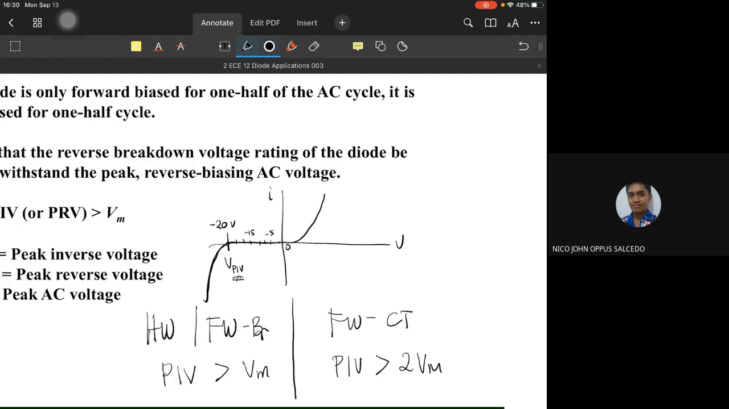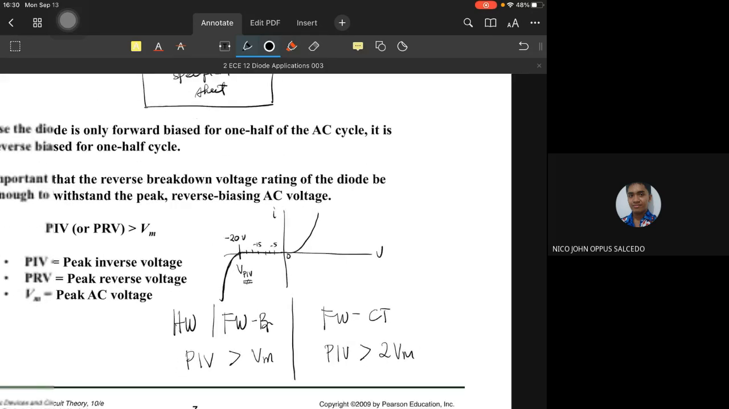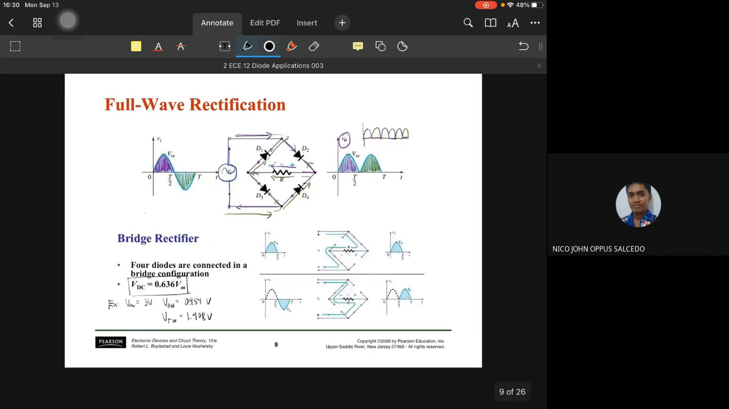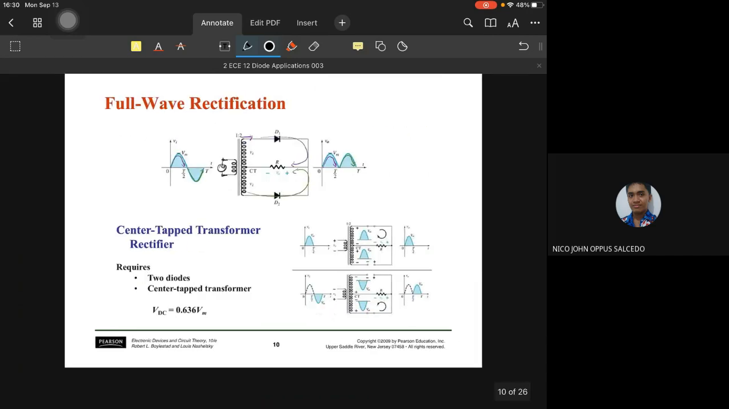Center tap. Yeah, 2 VM, exactly. So peak inverse voltage should be greater than 2 VM. That's a disadvantage, no? So we must look for much larger diode ratings if we want to utilize the center tap configuration, because PIV should be greater than twice the VM. Well, anyway, this is not a commonly used full wave rectifier configuration.